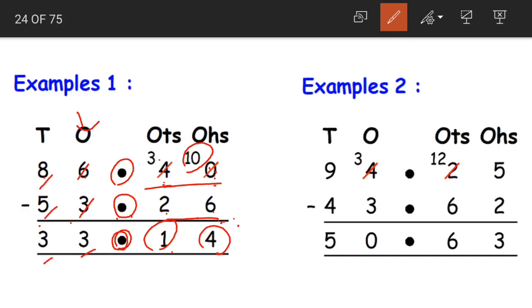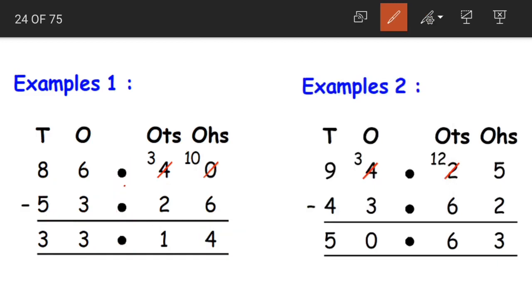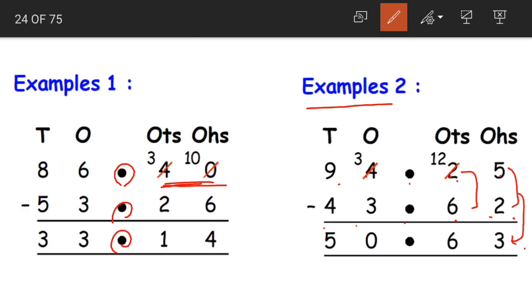It is similar to normal subtraction, right children? The only difference here is we have to place a point and also take care of the number of decimal places. Example 2, 94.25 minus 43.62. 5 minus 2, 3. 2 minus 6 is not possible, so borrowing. It's okay, we can borrow from the whole number part as well. 4 becomes 3, 2 becomes 12. 12 minus 6, 6. 3 minus 3, 0. 9 minus 4, 5.